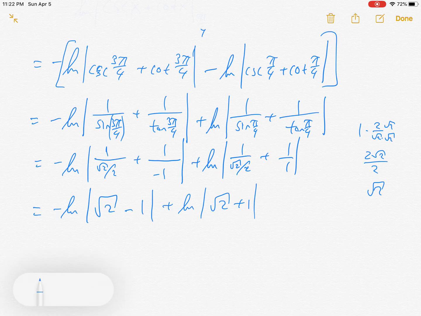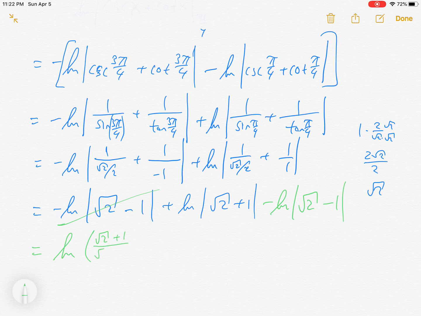And then, you know, when you have two natural logs, let's just do this. Let's take this guy so you can see it better. I'm just going to move him over here. Two natural logs in a subtraction relationship, you can combine them into one. And so we end up with this. Make sure I got it right. Yes. Square root of 2 plus 1 over square root of 2 minus 1.